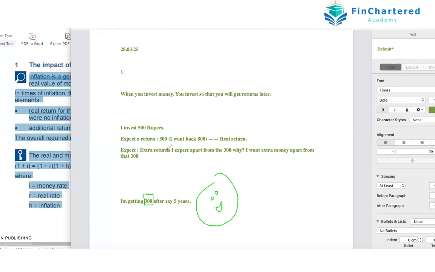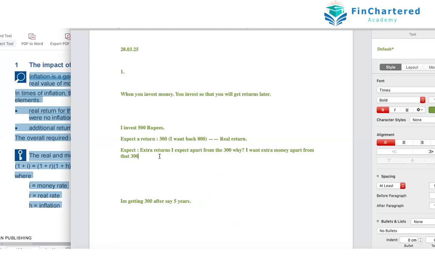So, yes, I want a return. I want to make money. Yes, I want 300. Obviously, I'm investing in a project. So, I want a return, no doubt. But who will consider the fact that there will be inflation? When I get 300 rupees after 5 years, because of inflation, I'll not be able to buy even one salad. I'll not even be able to buy one burger. Because of what? Inflation. So, yes, I expect a return, no doubt. That is the real profit that I want.